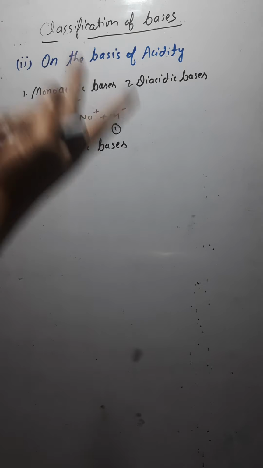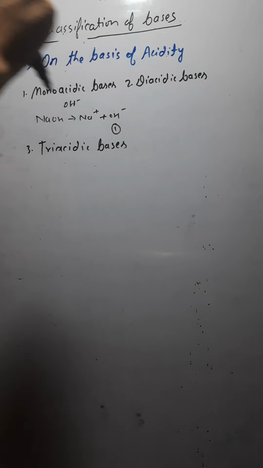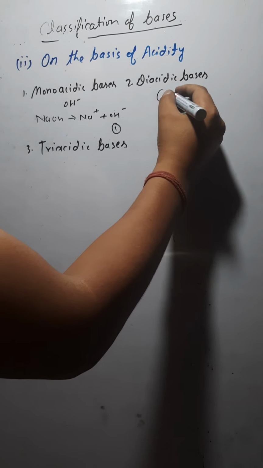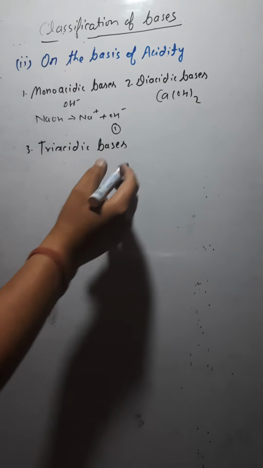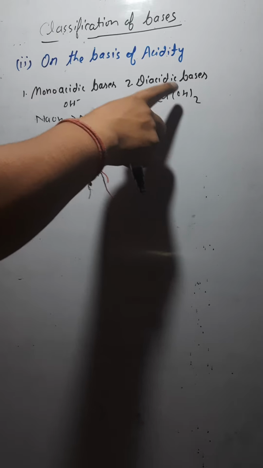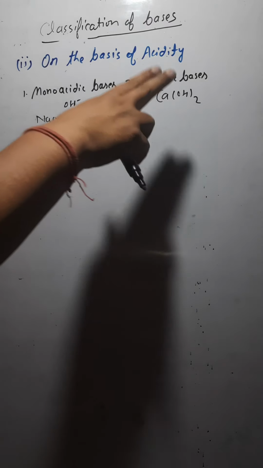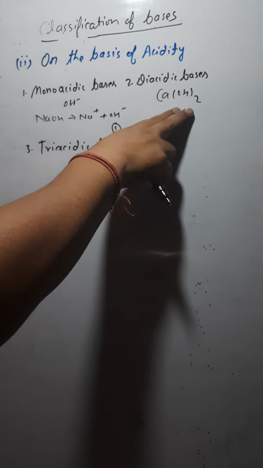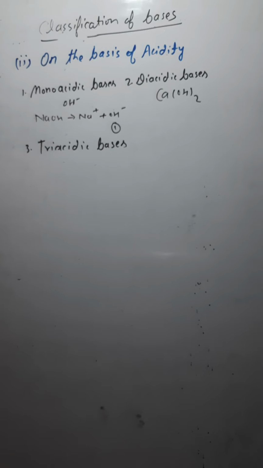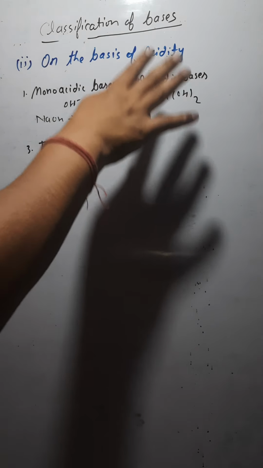And if it is producing two hydroxyl ions, then you would call it a diacidic base. For example, we have calcium hydroxide, Ca(OH) whole twice. So it would produce two hydroxyl ions from here. Are you getting it or not? Yes. So calcium hydroxide would produce two hydroxyl ions in its aqueous solution. Therefore, we would call calcium hydroxide a diacidic base. Are you getting it or not? Very good.